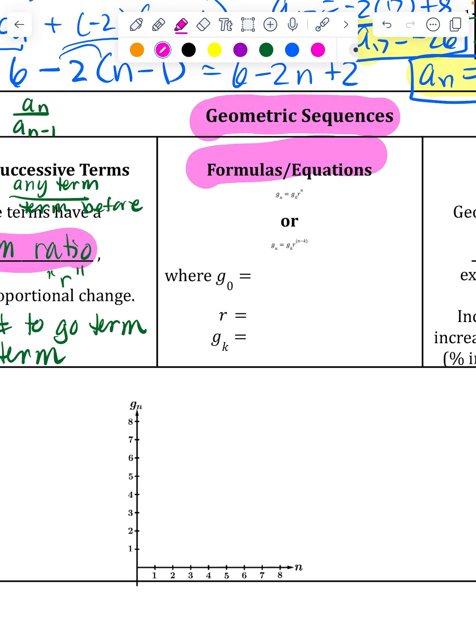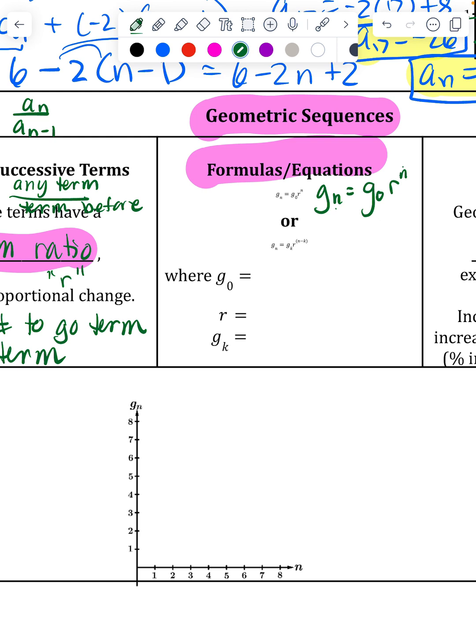So we've got some formulas. I'm not sure why mine are so weirdly small, but to find any geometric term, let's start that over again. To find the nth term, if I know the initial term, I'm going to multiply it by that common ratio to the power of the term I'm looking for. So the term I'm looking for is this number, and the power I use is that same number.